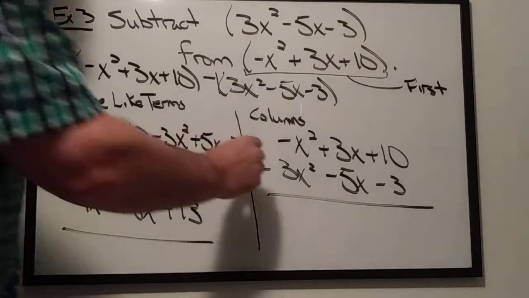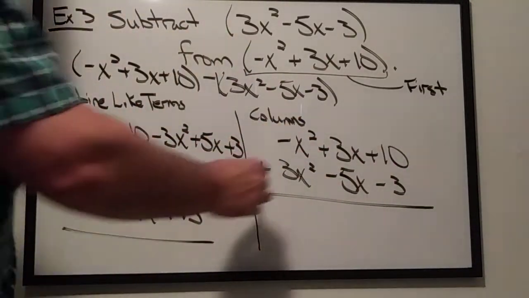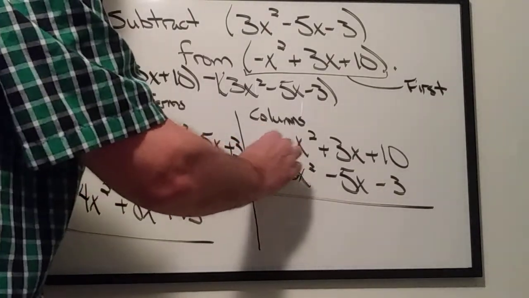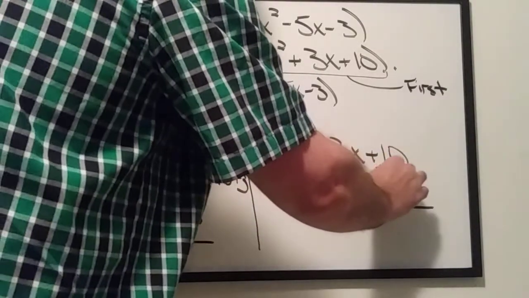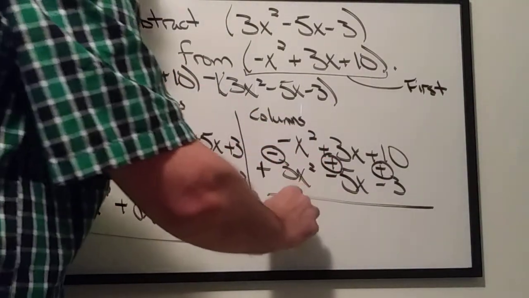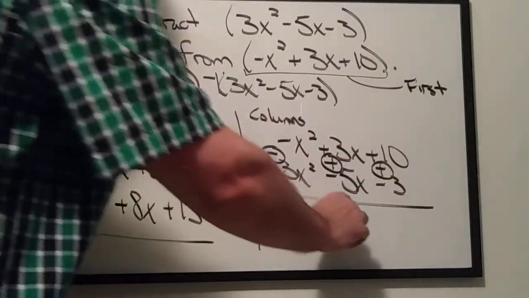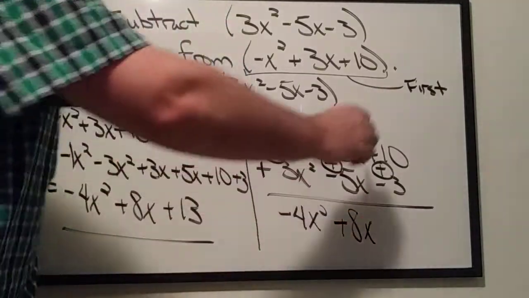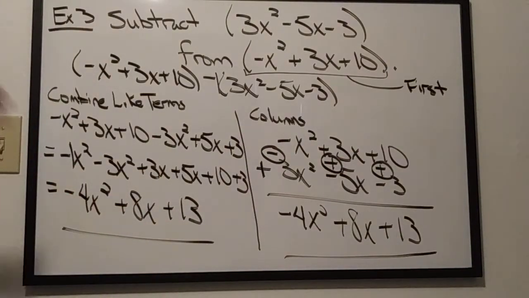So again, I like to come in and say, I'm going to change this into an addition problem, and every one of these terms is going to change signs. So this positive 3x squared is now going to be negative. Negative 5x is going to be positive, and negative 3 is going to be positive. So now I can add column by column. I have negative x squared and negative 3x squared. They're going to come together as negative 4 of those x squareds. Positive 3x and positive 5x are going to come together as a positive 8x, and positive 10 and positive 3 are going to come together as a positive 13. So once again, as I look at the left-hand column and the right-hand column, we do get the same answer. But again, you want to be careful and comfortable with both of those techniques.